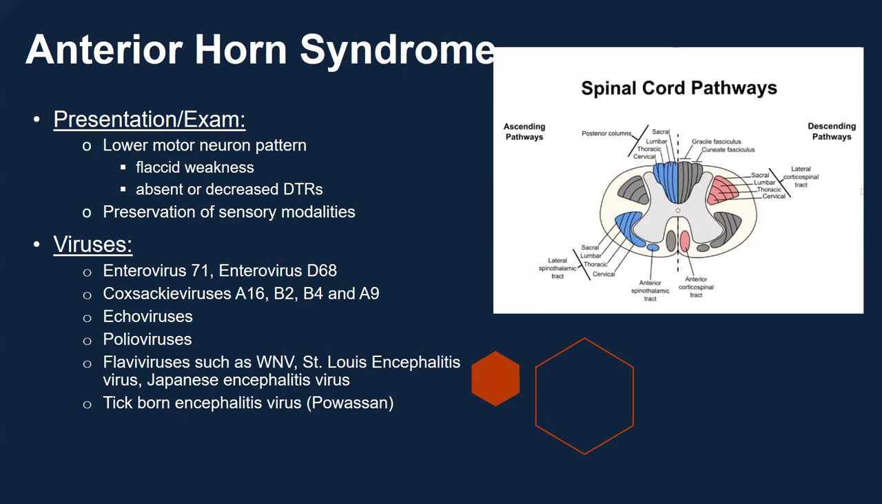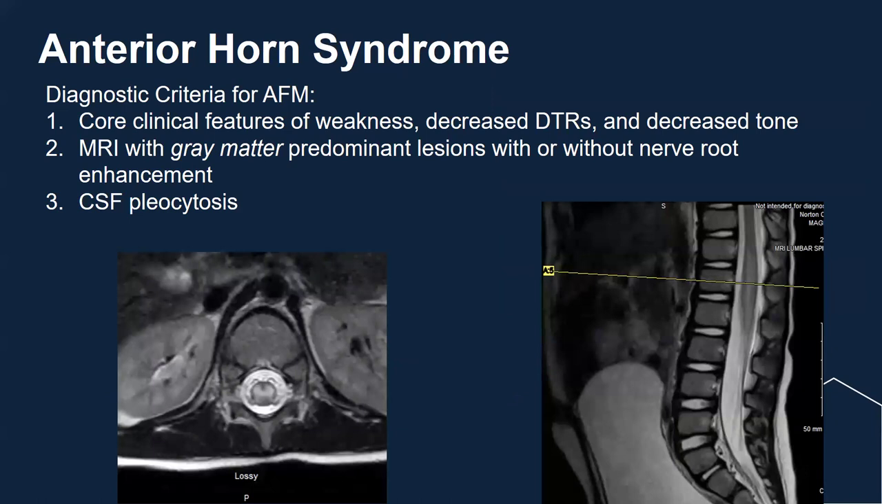So the diagnostic criteria for AFM include core clinical features of weakness with decreased DTRs and decreased tone, an MRI with gray matter predominant lesions with or without nerve root enhancement, and CSF pleocytosis. A diagnosis of probable anterior horn syndrome just requires the first two criteria, but the CSF pleocytosis is not required.